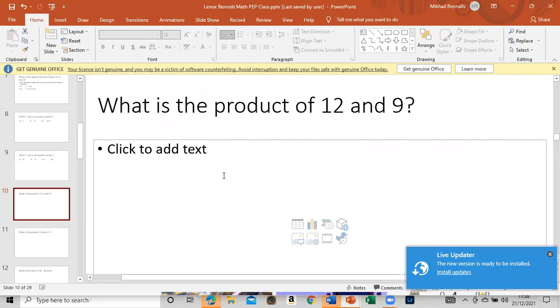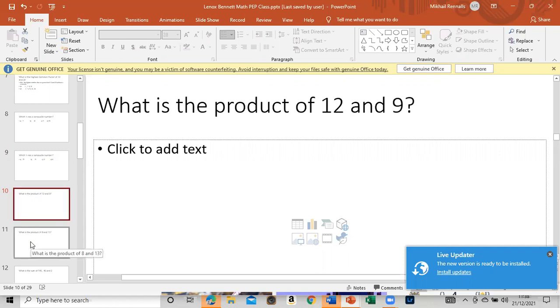Somebody do this for me. What is the product of 12 and 9? Sir, 108. Everybody see, she got 108. Product means to multiply. Multiply, sir. Very good, very good.